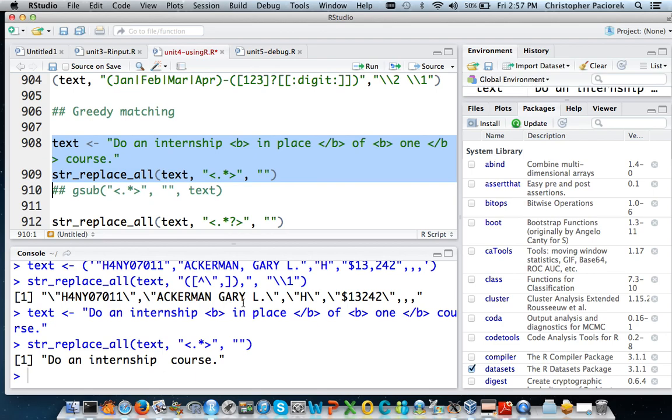Okay. And that's greedy matching. And this, for example, comes up all the time. It'll probably come up when you're working on the next problem set that you realize you've done a greedy match and you didn't mean to do a greedy match.